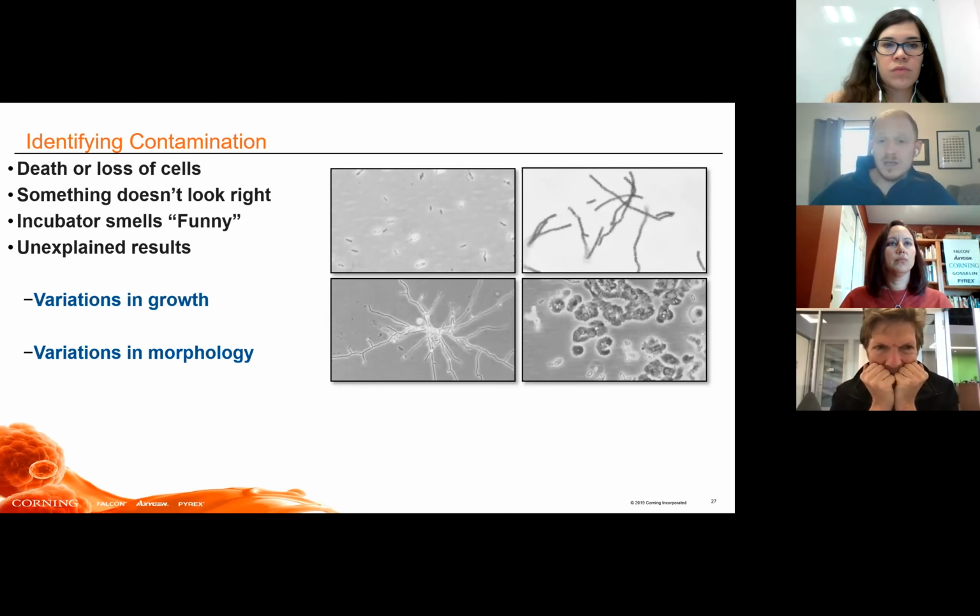Next is that your incubator smells funny. A lot of bacteria and fungi have a very distinct smell to them. Or if you're getting unexplained results: why is your culture behaving a certain way? Why are you getting results that are unusual from what you would expect? And then some more obvious things are variations in growth, so you're seeing slower growth, or the morphology is different and the cells look very different from what they did previously.